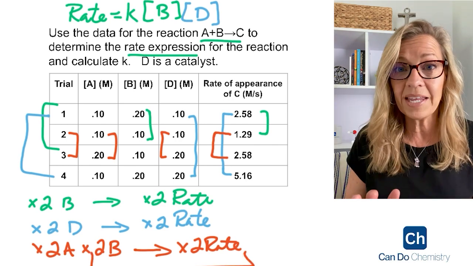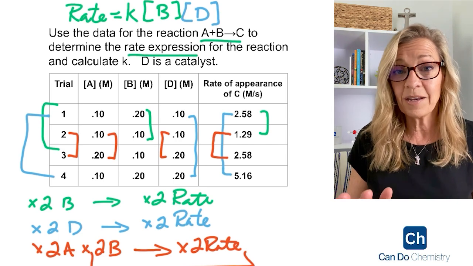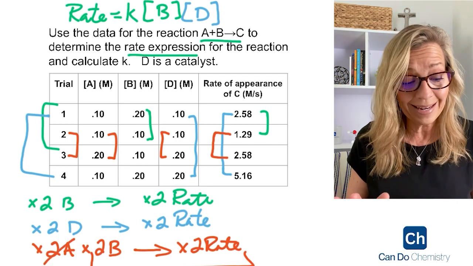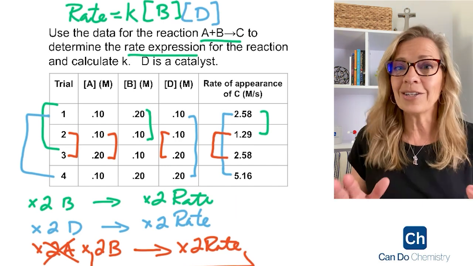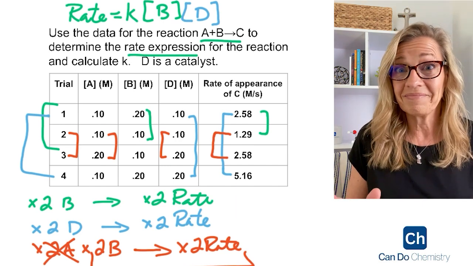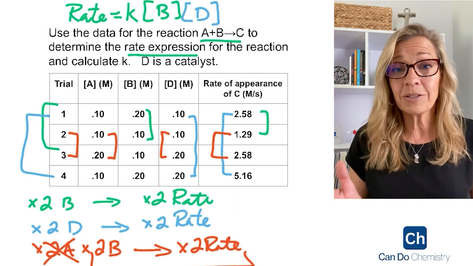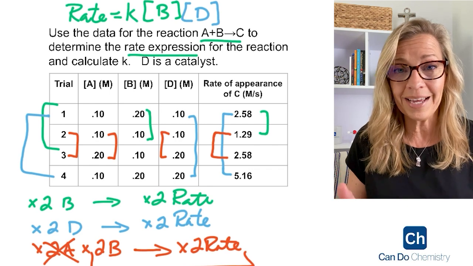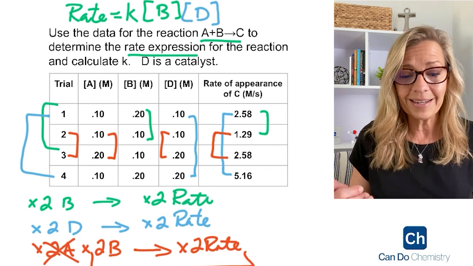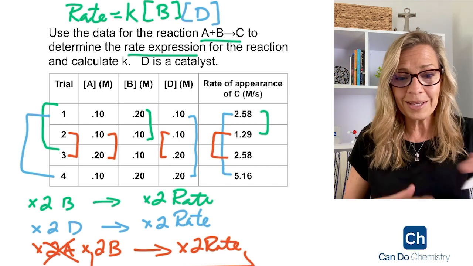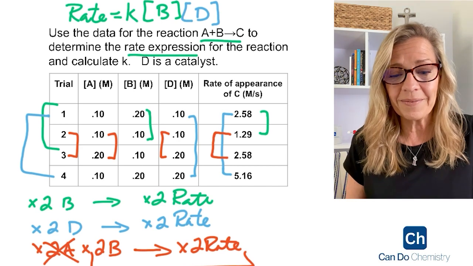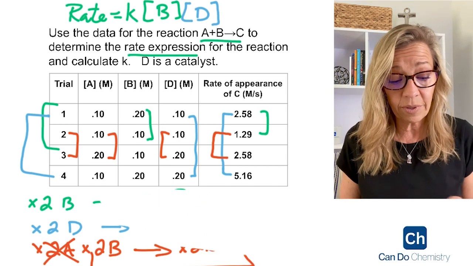Did the A have any impact on that? Did it affect the rate at all? It didn't. So A is not in our rate equation. It's a reactant, right? But the concentration of A does not impact the rate. So that's it. We've got it. We are ready to calculate the rate constant. So that's how you use a table of data.